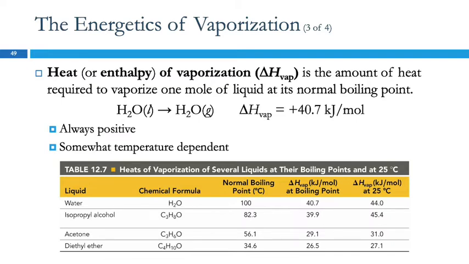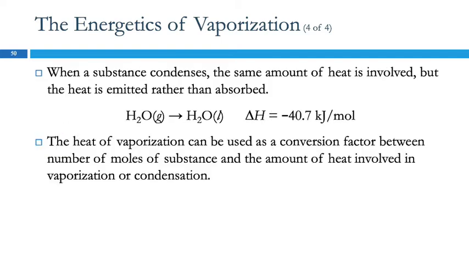And then you can look at isopropyl alcohol. That's what they rub on your skin before they give you an injection. Acetone and diethyl ether, and these have lower heats of vaporization. So they'll evaporate more quickly.